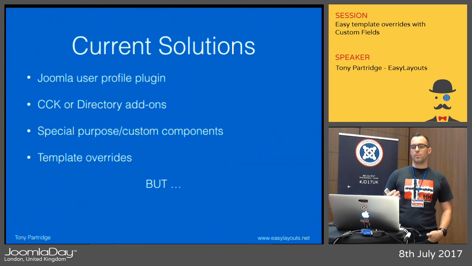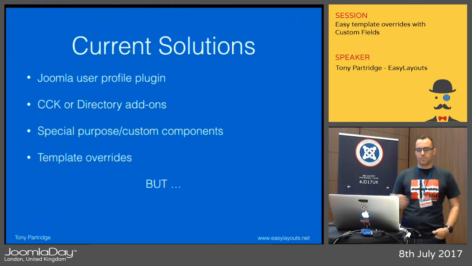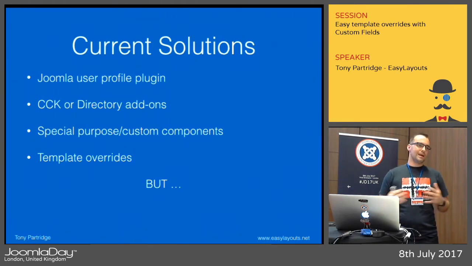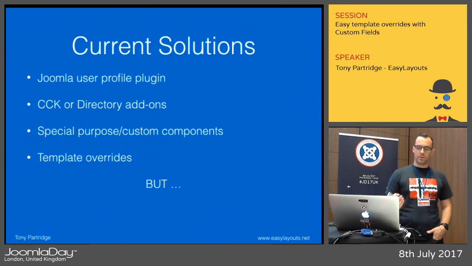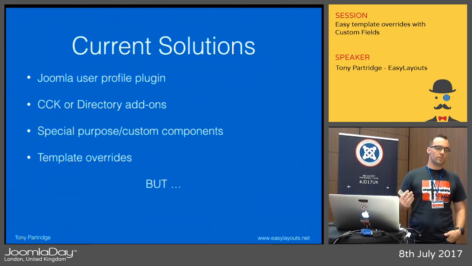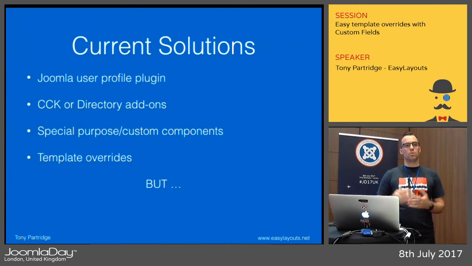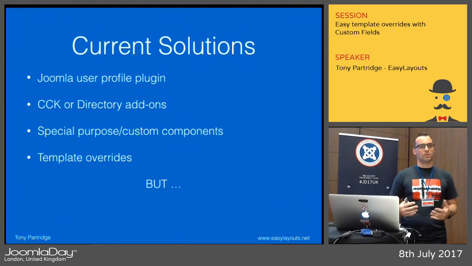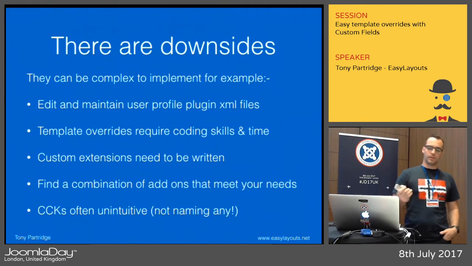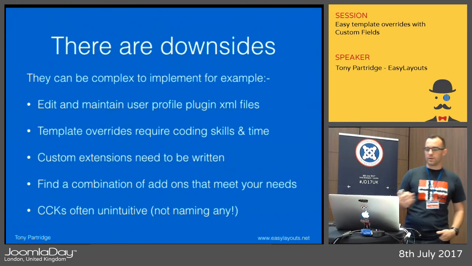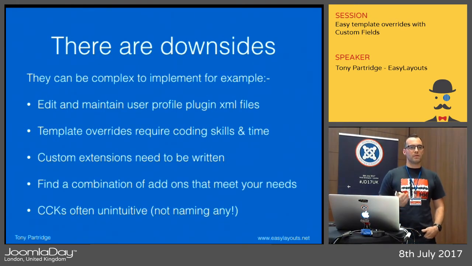So the current solutions at the moment would be a Joomla user profile plugin, a CCK, or a directory add-on. All are add-ons, adding on to the Joomla core. Again, special purpose components, custom components, template overrides, all needing additional work to expand the Joomla core. But there are downsides. They can be complex to implement. For example, editing and maintaining user profile plugin XML files. You need to know XML. It becomes complicated, remembering where it is, how to do it.